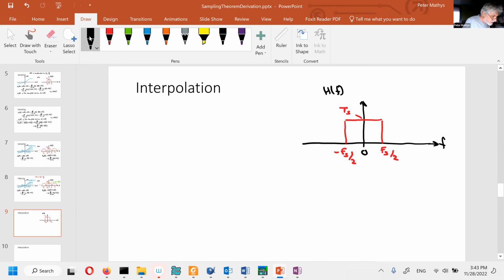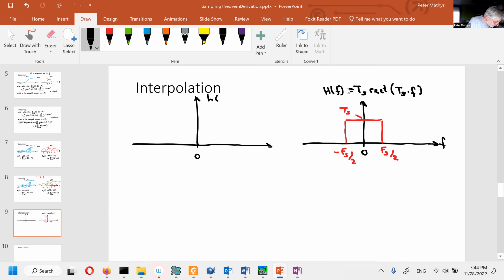And so our h of f is equal to Ts times the rectangular function of Ts times f, or f over Fs. In the time domain, a rectangular function from the frequency domain translates into a sinc function. Okay, so this is going to be h of t. And it's going to look something like this.